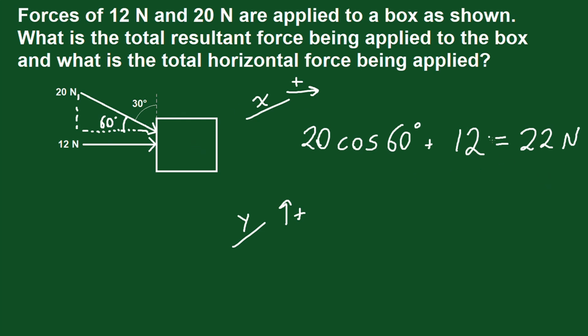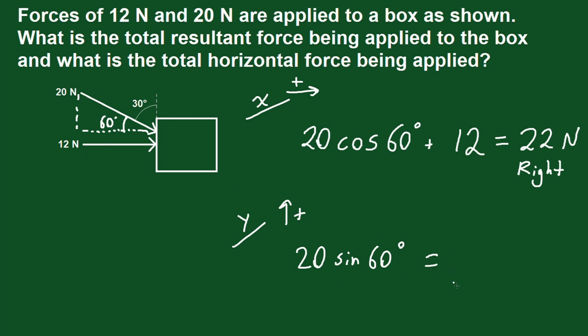In fact, for the horizontal one, we should say it's 22 newtons to the right, right? We should indicate that direction along with our answer. Now, for the y components, for the first one, we can simply say 20 sine 60 degrees. That'll give us this vertical component of the vector. For the second vector, remember, 0% of this is being applied vertically. It's all being applied horizontally. So you could add 0 here, but you really don't have to, because nothing from that vector is contributing in the vertical direction.